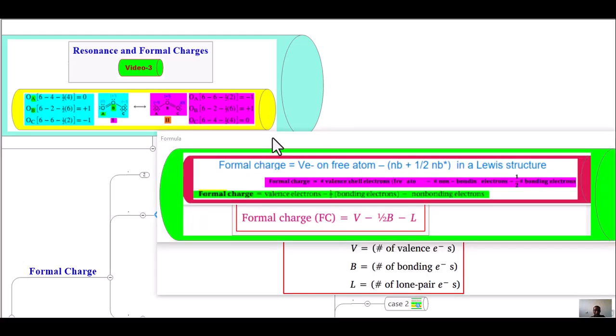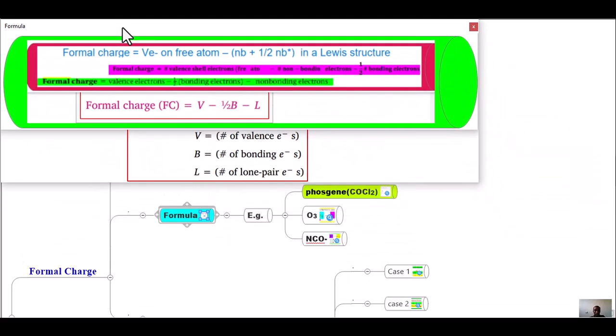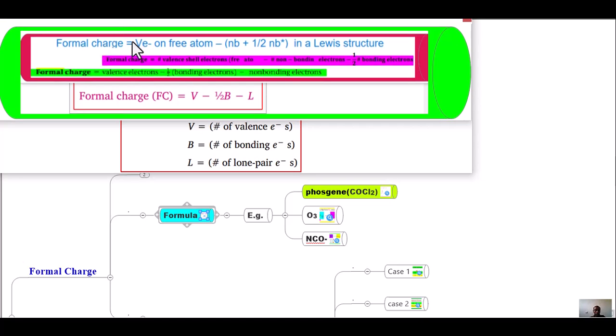We can calculate the formal charge by using this formula. Formal charge is equal to the valence electrons on the free atom minus the number of non-bonding electrons plus half of the number of bonding electrons. Or you can calculate the formal charge as the number of valence electrons on the free atom minus half of the number of bonding electrons minus the number of lone pair electrons. By using these formulas, we can calculate the formal charge.